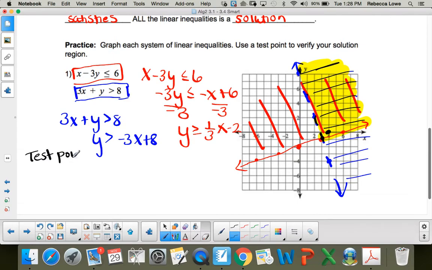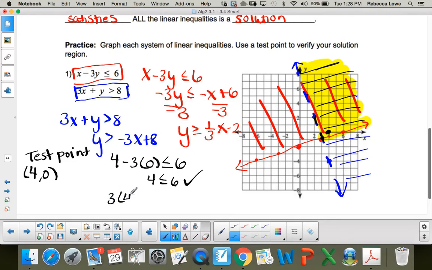If you shaded the right area, then the test point should work in both inequalities. So I'm putting 4, 0 into the first inequality, and I'm just seeing if that is true. It is. And then I'm going to put 4, 0 into the second inequality, and I'm going to see if that is true. It is. So I've shaded the correct area. So that is the solution to a system of inequalities. The actual shading region shows the solution. All the points in this area are solutions. You don't have to list points because there's an infinite number of them.